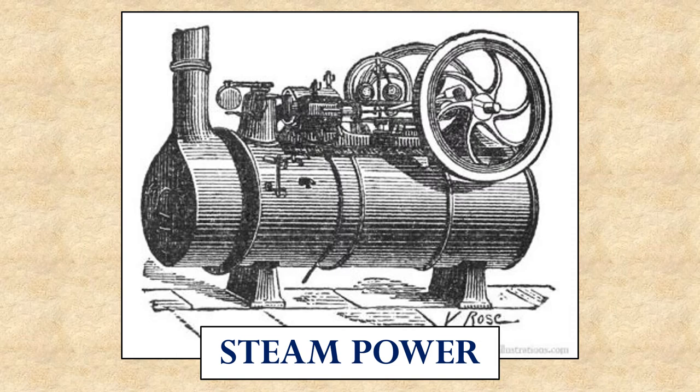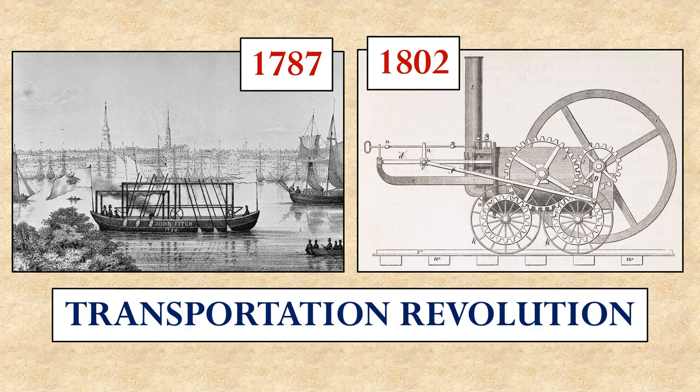This was all made possible initially by the invention of the steam engine, which could then power these various machines used in factories and in transportation. The transportation revolution was a subset of the Industrial Revolution. Machines were created that allowed goods and people to be transported over long distances much more cheaply. Among these inventions were the steamboat and the locomotive.